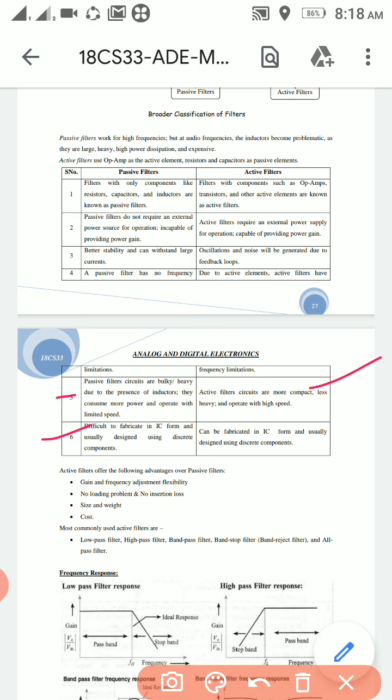The last difference is fabrication in IC form. Passive filters are difficult to fabricate in IC form, whereas active filters can be fabricated in IC.